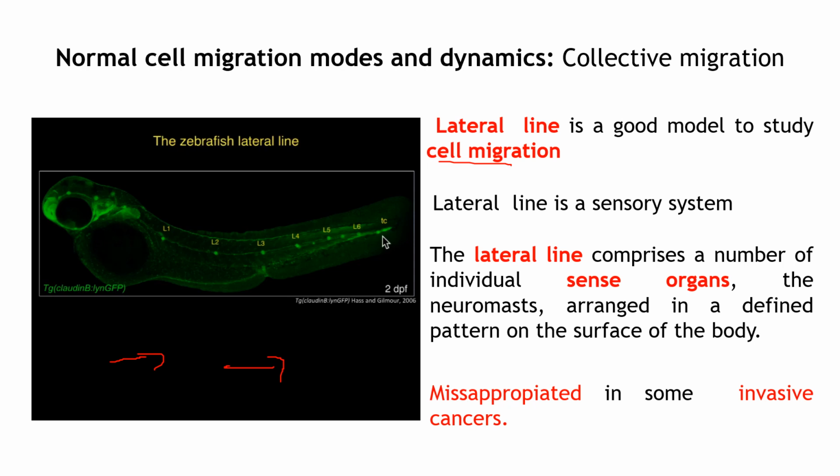The lateral line is a sensory system, so here you have individual sensory organs that are interacting on the surface of the body. And it has been found that different types of cancer display a misregulation in this process that mimics the cell migration that you can see in the lateral line of zebrafish. Okay, so again, there are many types of cell movements, and some of them you can find during cancer, during the process of invasion.